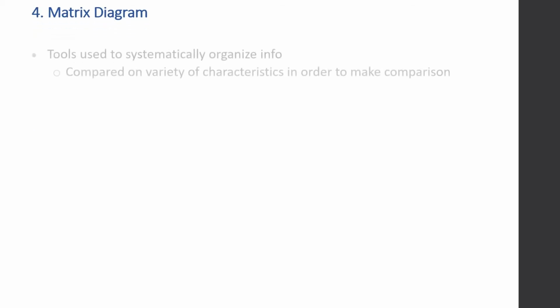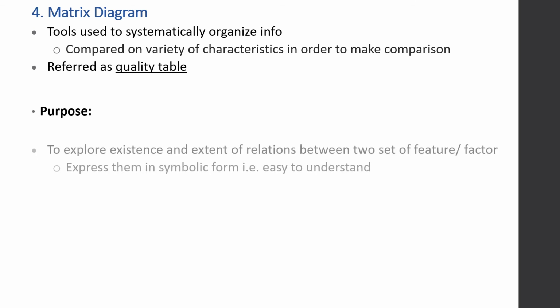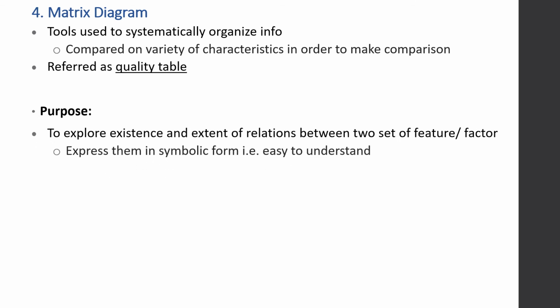Now we have matrix diagram. It is the tool used to systematically organize the information compared on a variety of characteristics in order to make the comparison. It is referred to as the quality table. The purpose is to explore the existence and the extent of the relations between two sets of features or factors. It expresses them in a symbolic form that is easy to understand.